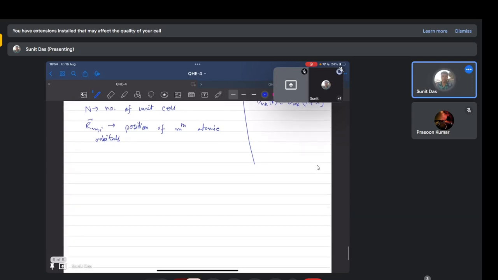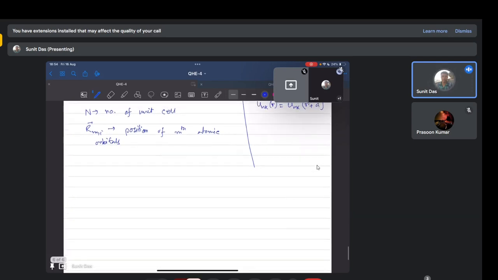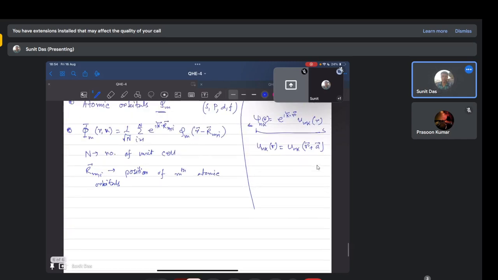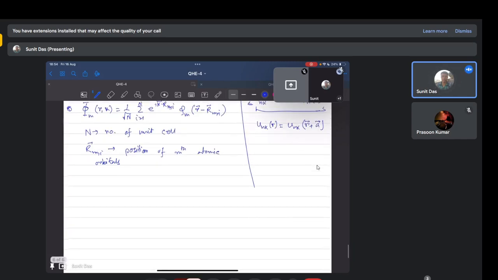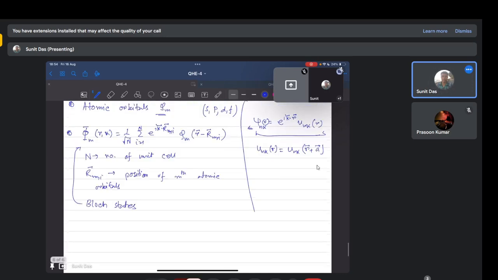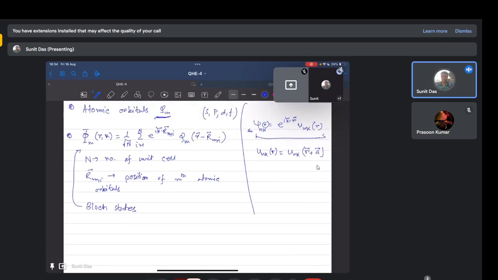And the rest of the things: capital R is a general position, small r is a general position. And from this we construct the electronic wave function. Okay, so this is the Bloch state, and these were the atomic orbitals centered at those atoms.